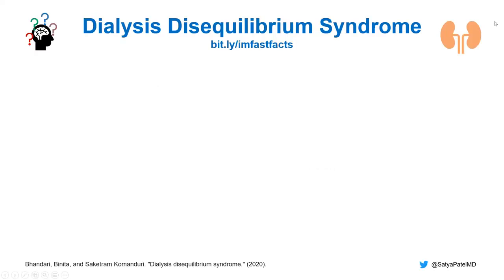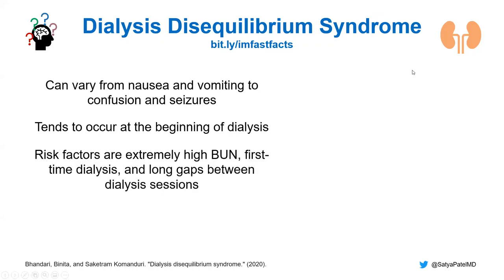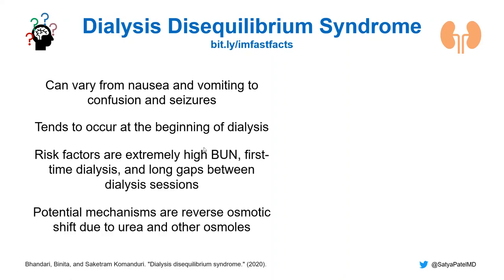For dialysis disequilibrium syndrome, it can vary from nausea and vomiting all the way to confusion and seizures. It tends to occur at the beginning of dialysis because this is when the BUN drops. Risk factors are extremely high BUN, first-time dialysis, and long gaps between dialysis sessions. That speaks to the change in osmolality that can occur because of those risk factors. And potential mechanisms are reverse osmotic shift due to urea and other osmoles.